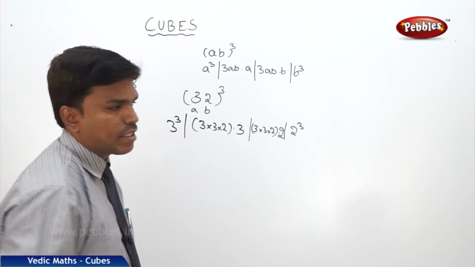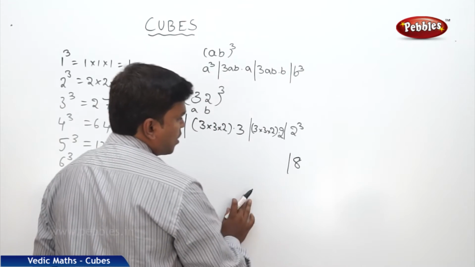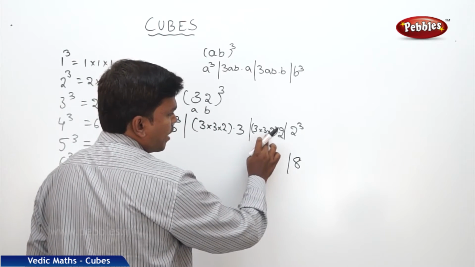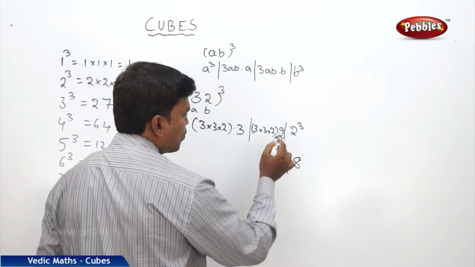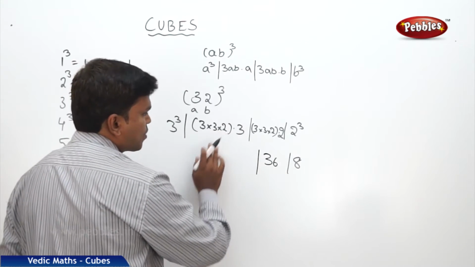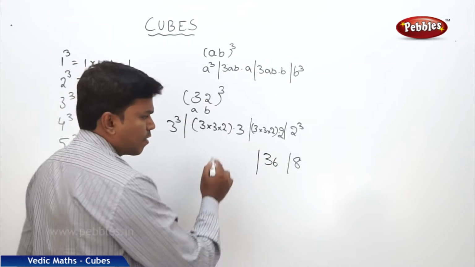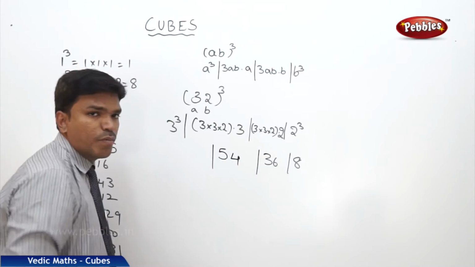Now start calculating, from the right side. 2 cube means 8. So 3AB, 3 3s are 9, 9 2s are 18. 18 into 2 means 36. Now 3 3s are 9, 9 2s are 18. 18 into 3, 54. Next, what is 3 cube? 27.